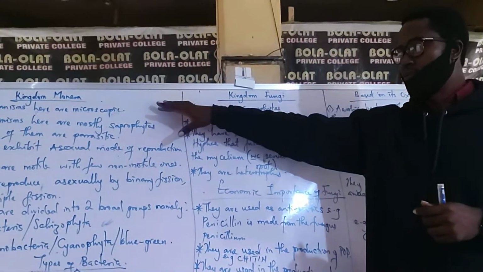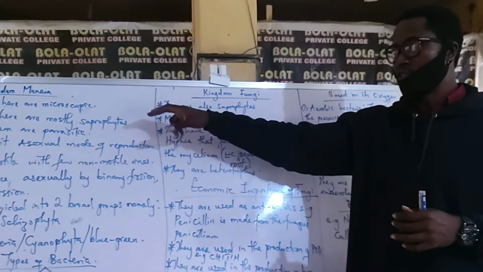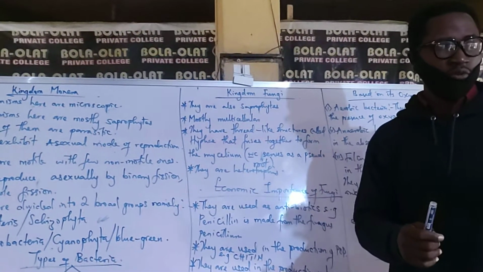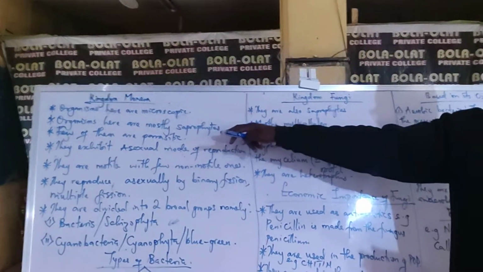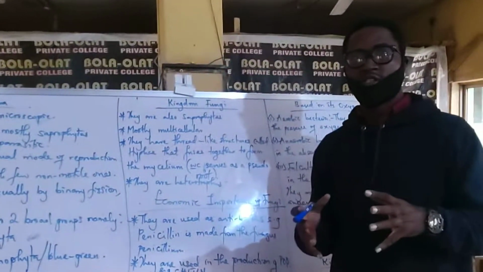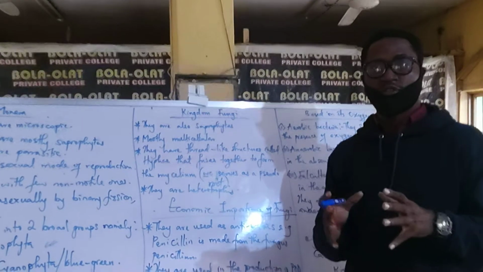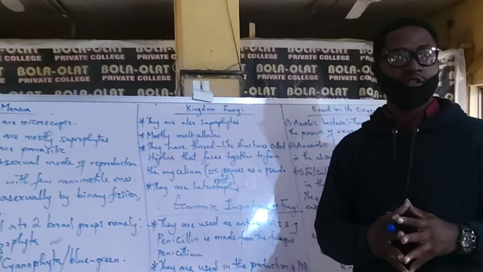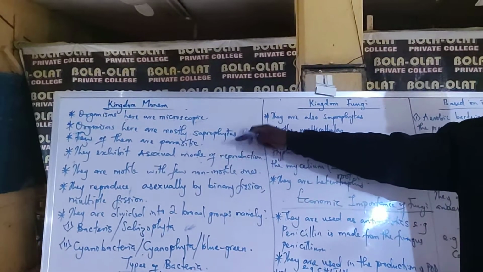So these are the characteristics of monerans. They are motile with few non-motile ones. They are very microscopic. Microscopic means they can only be seen with the aid of a microscope. They are mostly saprophytes. What are saprophytes? Saprophytes are microorganisms that feed on dead organic matter, decomposing them to release ammonia gas. And then we have few parasitic ones.